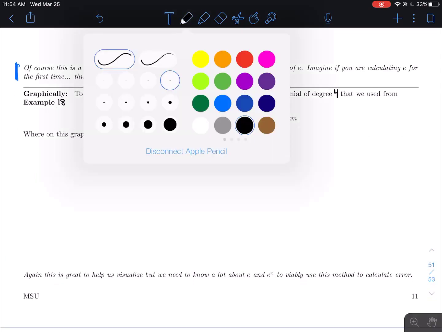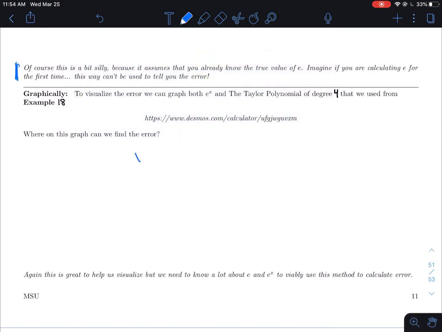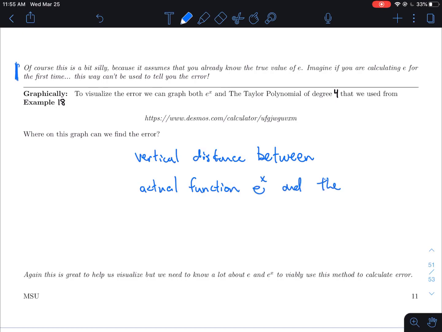Again, this is going to be the vertical distance between our actual function, which in this case is e to the x, and the Taylor polynomial.